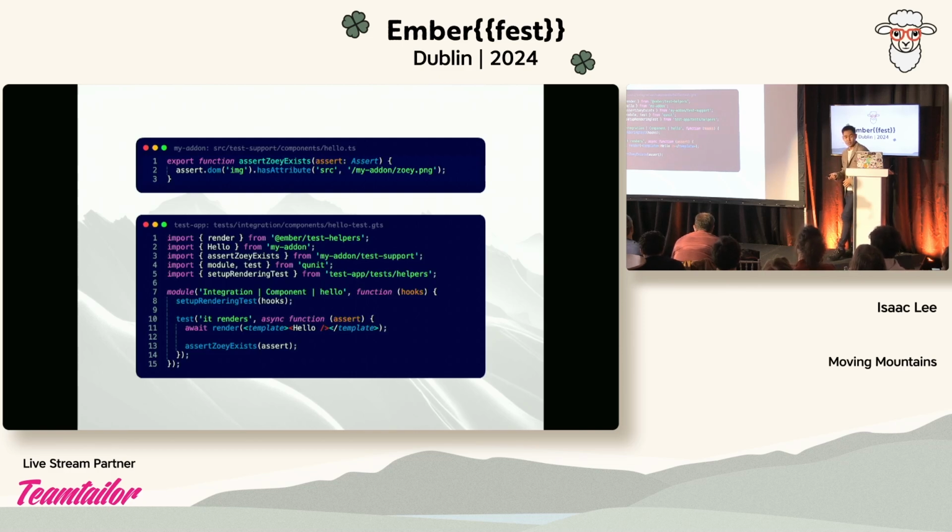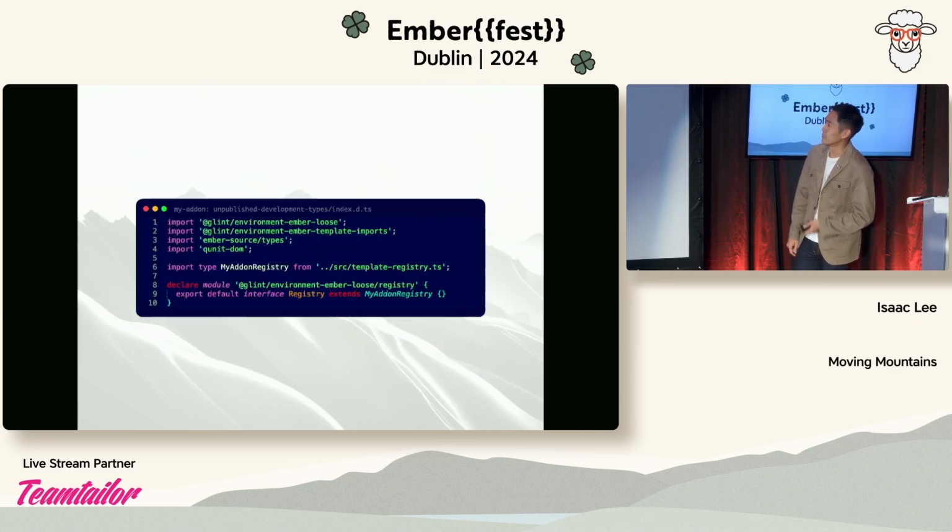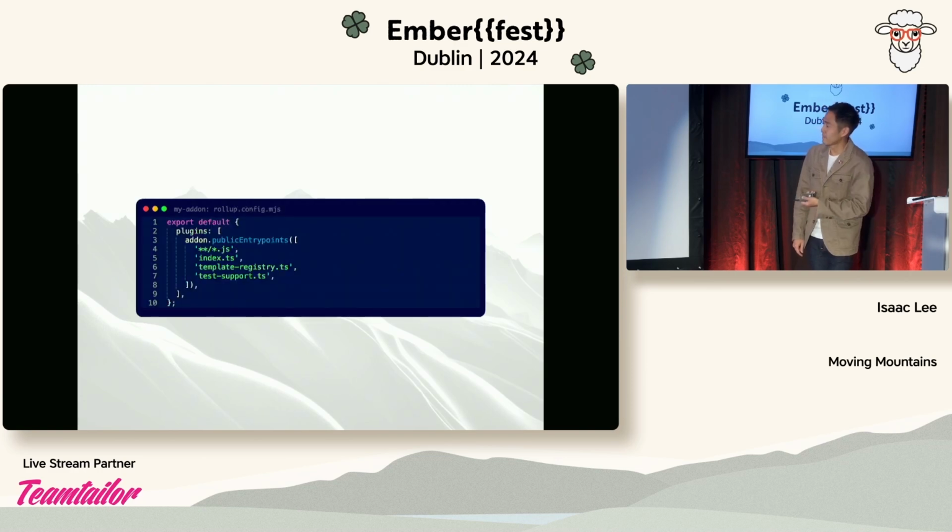Now, there are 3 things to watch out for. First, to make Embroider and PNPM happy, we need to list QUnitDOM and Ember test helpers as peer and development dependencies. Second, to make TypeScript happy, we need to import QUnitDOM and unpublished development types. And then we need to tell rollup that the barrel file exists.